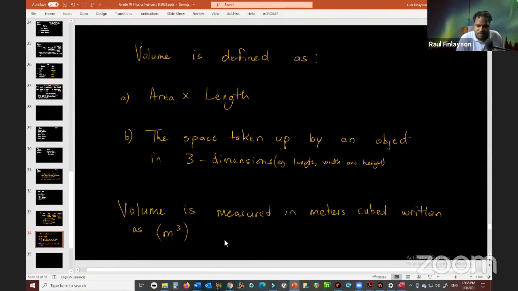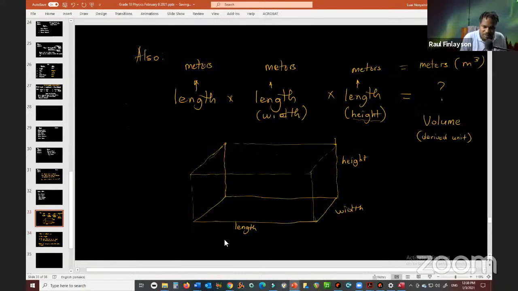Seeing that, this is where we're going to stop for today. Remember, we're just learning what volume is. We're learning how we can define volume, and also how volume is derived. This is just a continuation.